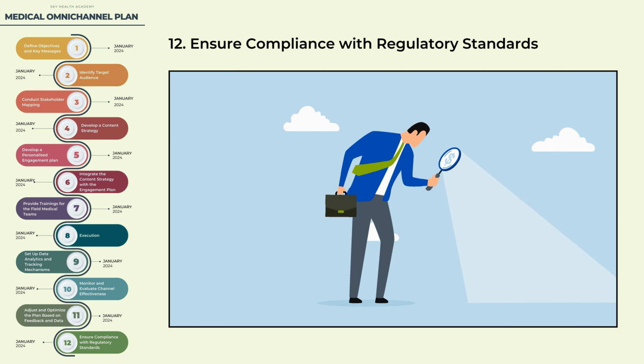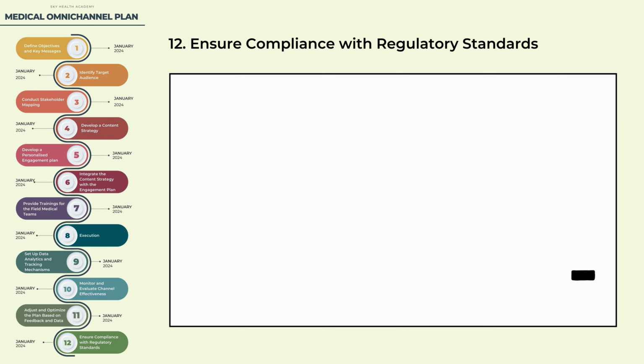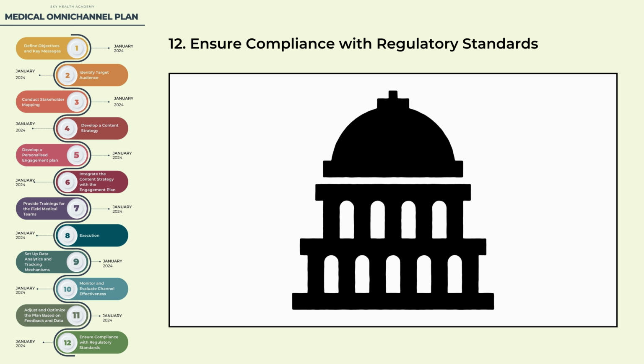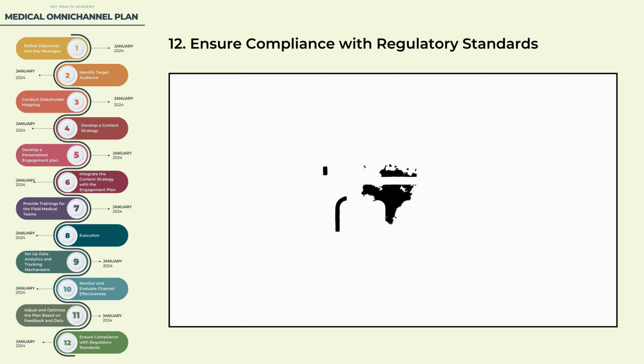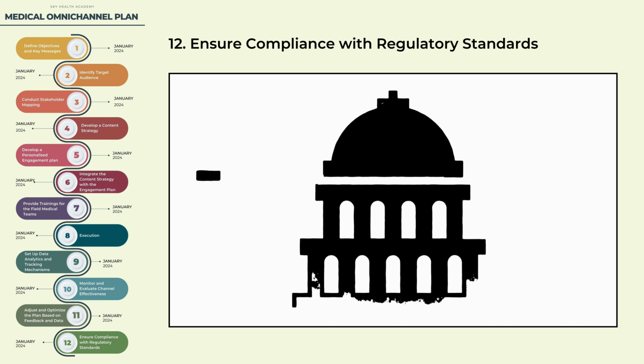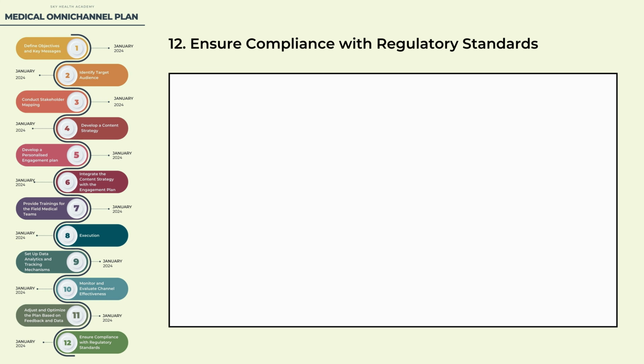Last but not least, we have to ensure compliance with regulatory standards. We have to ensure compliance with our policies and with the local regulations. So, this is the last step in the omnichannel plan to ensure that all content and all communication strategies comply with the relevant laws, regulations and guidelines. These compliance checks should be conducted on a regular basis in order to avoid any legal or regulatory issues.